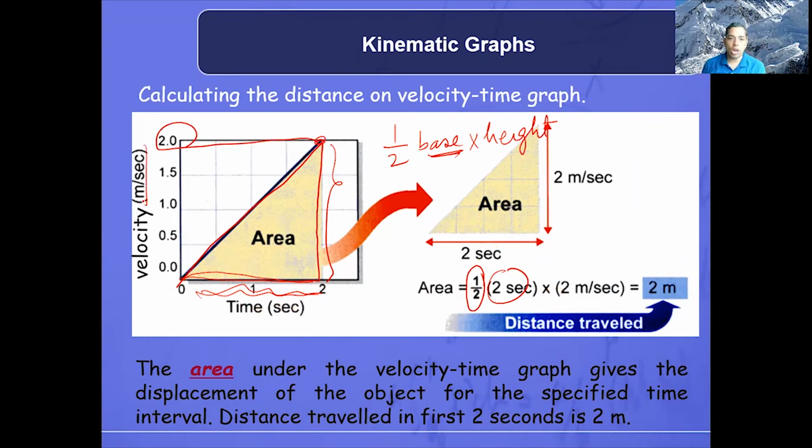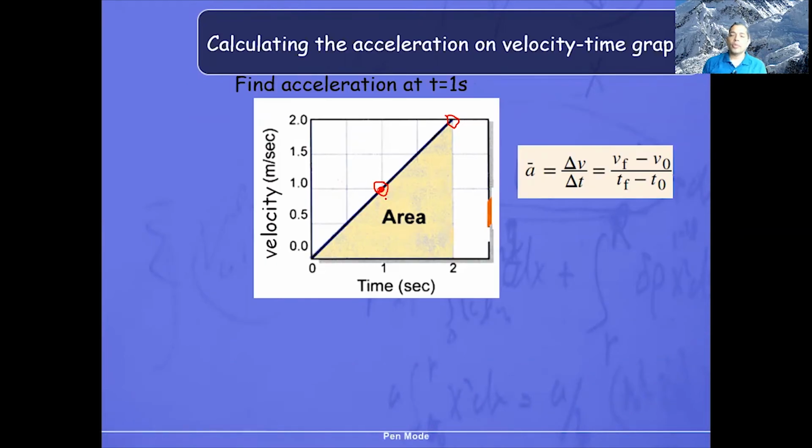2 meter per second tall. Okay, by the way. All right. So then that gives me, if you multiply this together, then you get just 2 meter. Okay. So in this case, we are trying to find the acceleration at t equals 1 second right here.